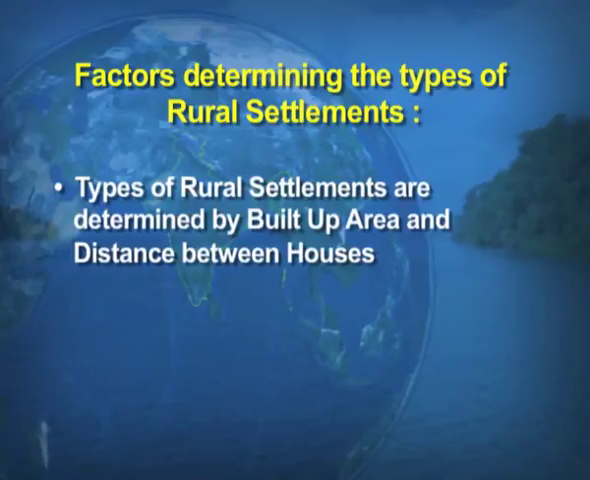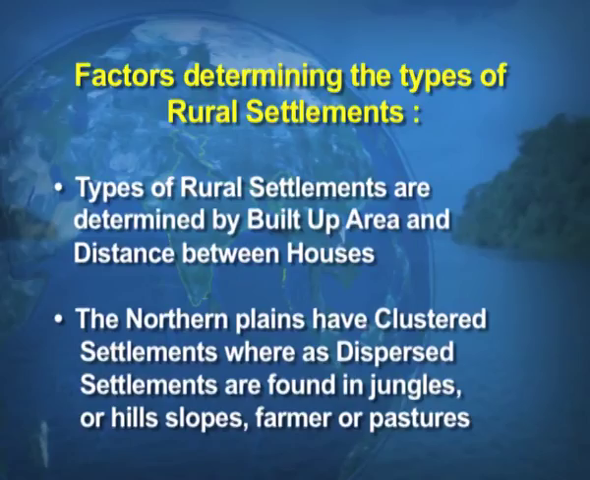Types of rural settlements are determined by the built up area and, number 2, the distance between the houses. For example, in the northern plains, we have clustered settlements. So, children, clustered means grouped together in one particular part. Whereas, dispersed settlements, dispersed means when they are scattered apart. They are found in the jungles, on the hill slopes or in the pasture land.